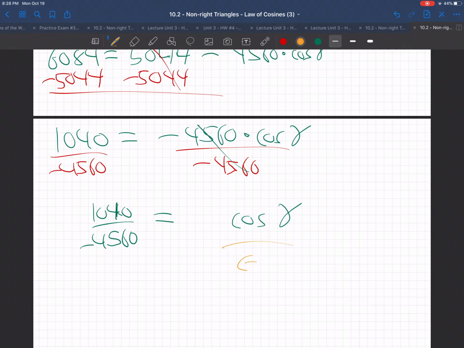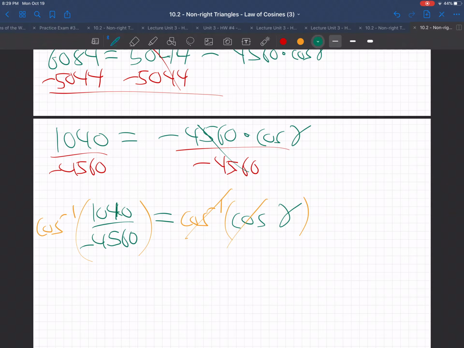Do we divide by cosine to get gamma alone? No. I hope you've seen enough now. You don't get rid of a trig function by dividing, because it's not times. If it was times, I would divide, but it's not times. So what gets rid of it? Cosine inverse, right? Whatever you do to one side, you have no choice but to do the same thing to the other. That cancels cosine. That's how you get rid of trig functions.